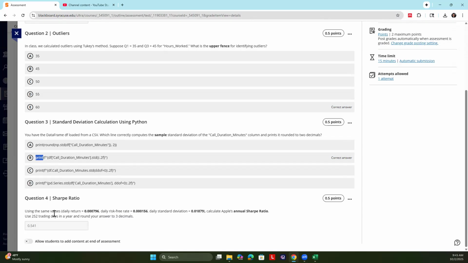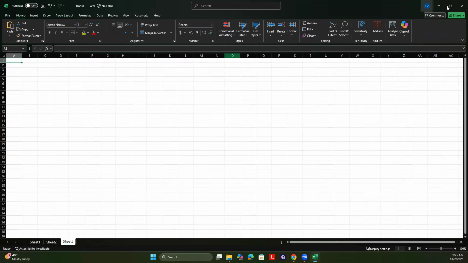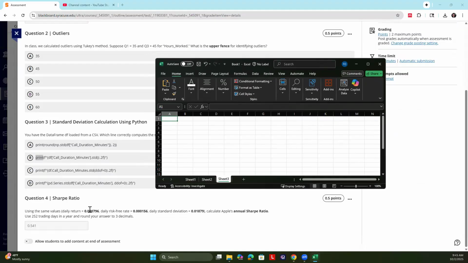Question number 4, Sharpe ratio question. Let's create a new tab here. So we have daily return. That is given as 0.1230796. Okay.